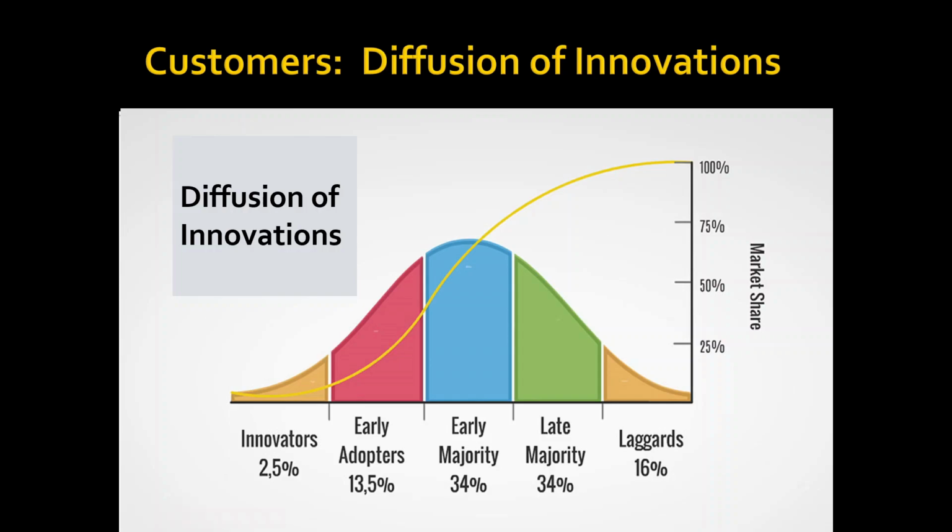The first group are the innovators. You know these people. They're the ones who wait in front of the store for the brand new Apple product or the brand new Samsung product. They like to adopt new things. It's important to them. It's part of their personality. They're willing to take on risks, but they're a small group. They're only 2.5% of the population.